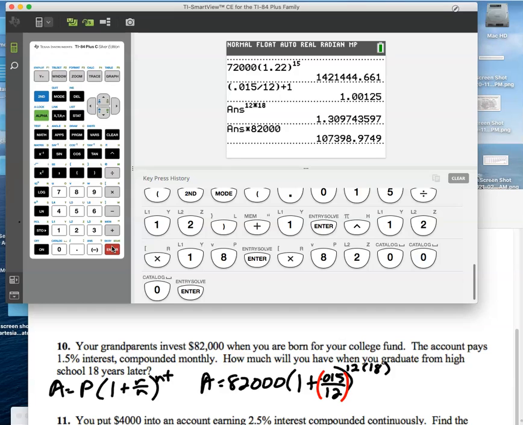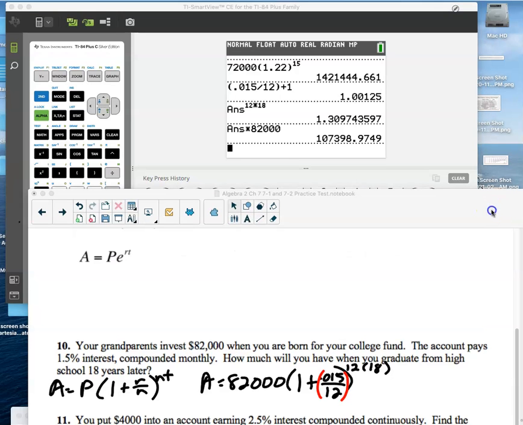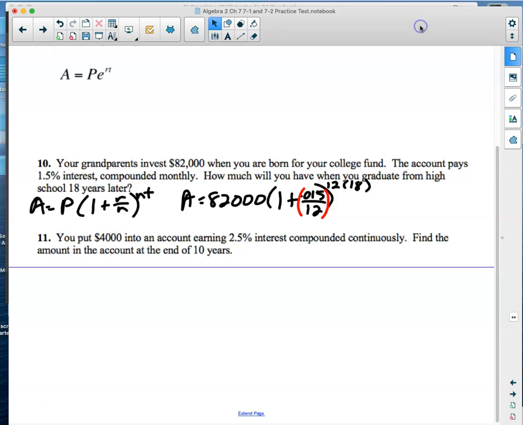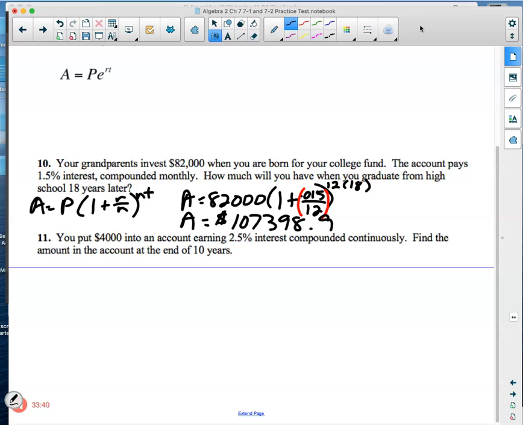That's some good money. We have $107,398.97. That may just pay for your college. $107,398.97. That just may do it. More involved formula, more compounding taking place.